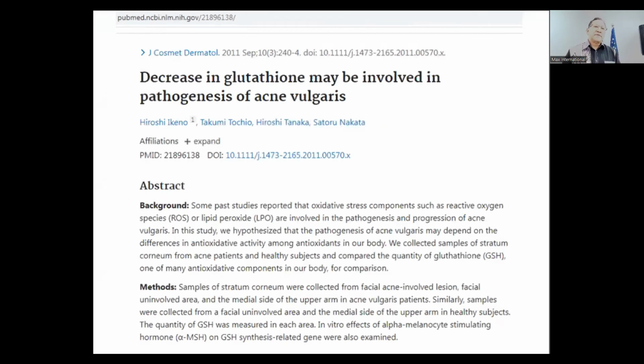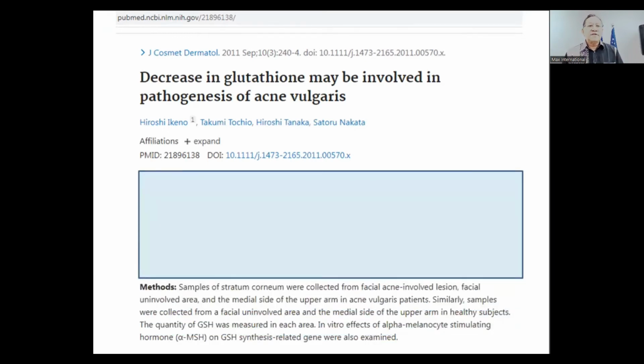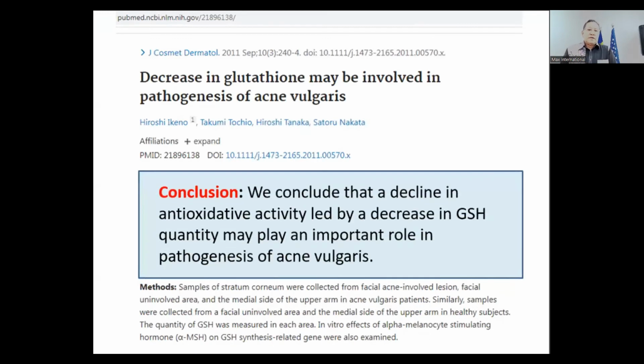What about acne? Okay, also a common adolescent problem, like adolescent young adult. So a decrease in glutathione may be involved in the pathogenesis of acne vulgaris, meaning now focusing on the etiology, on the cause of acne, pimples, having low levels of glutathione. So the study concluded that a decline in antioxidative activity led by a decrease in glutathione quantity may play an important role in pathogenesis of acne vulgaris.